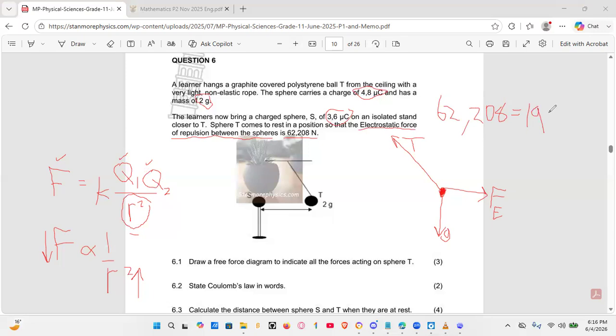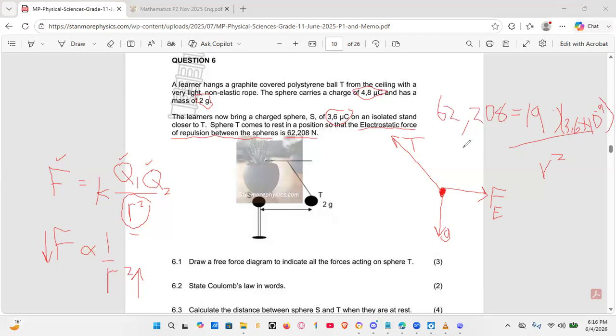That's 9 times 10 to the power of 9. I'm just going to write dots. Then you'll have Q1, Q2. You'll divide by R squared. We'll have 3.6 times 10 to the power of negative 9 for nanocoulomb. So you have to remember that for that unit, it's times 10 to the power of negative 9. That's nanocoulomb. Then you also plug in the second value. Then you can solve for R squared.